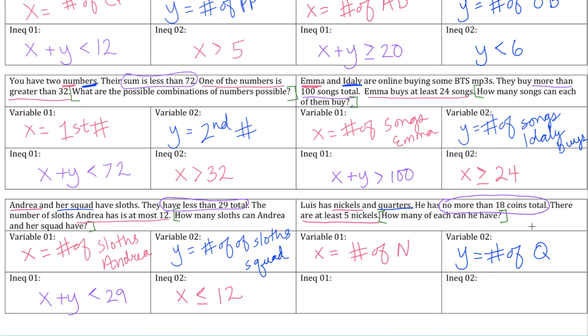All right. So no more than 18 coins total. When we combine the number of nickels and quarters, X plus Y, it has to do with 18. No more than 18 means it can be less than 18 or equal to 18. And then there are at least 5 nickels. Nickels is X, so it's greater than or equal to 5. All right, cool. Next page.